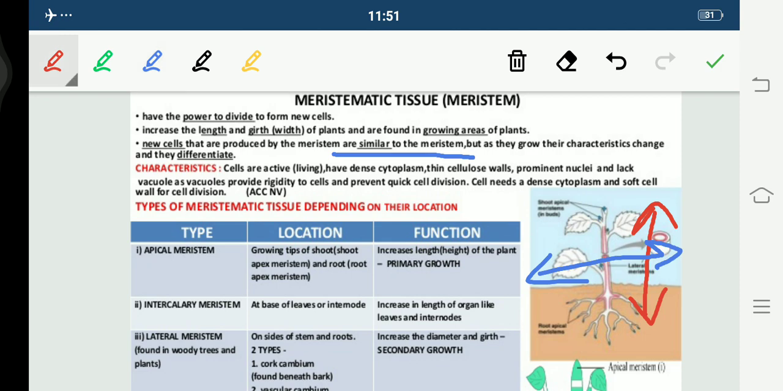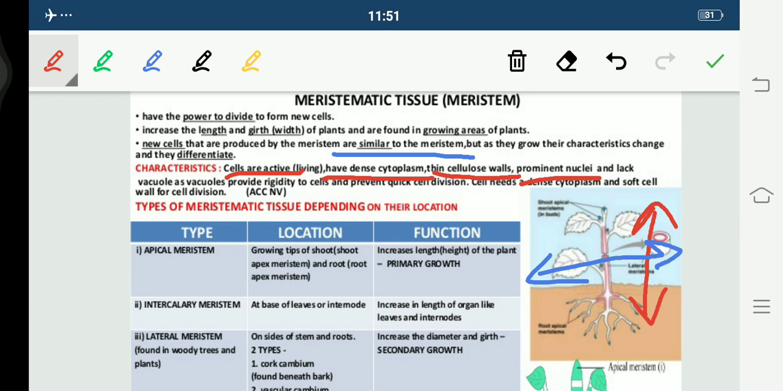Now students, talking about the characteristics of meristematic tissue, which is very important, fine. The first one, you can see that cells are active, fine, they are active. They have dense cytoplasm, right? Cytoplasm is more in the case of meristematic cells. Next, they have a thin cellulose wall, right? And prominent nuclei. But they lack vacuoles, as vacuoles provide rigidity to cells and prevent quick cell division. Now students, a cell needs a dense cytoplasm and a soft cell wall for cell division.